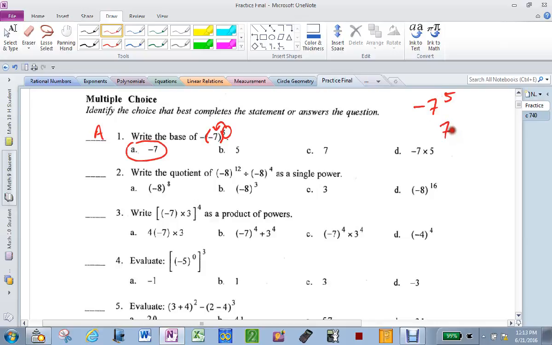If it was this, 7A5, the base is only A. But if it's this, it's 7A. Okay? So anything within the brackets is the base. Anything within the brackets is part of the base.